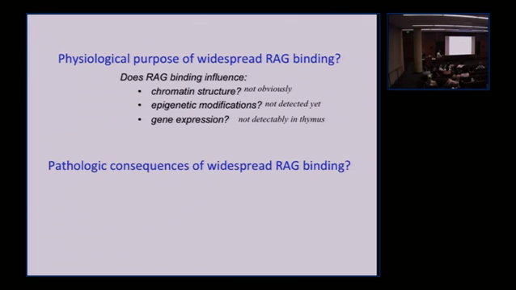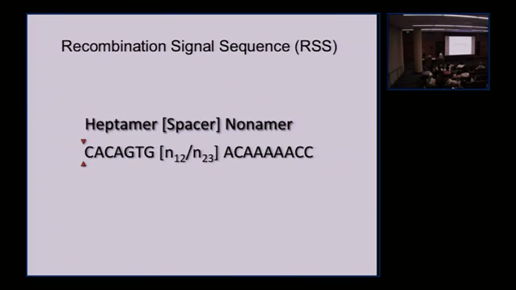So if there's not a physiological function, are there pathological consequences of widespread RAG binding in the genome? Well, you can probably already guess the answer to this, we think, is yes. But let's think about this. Why would we suspect that there might be pathologic consequences? The reason is the following. The recombination signal sequence that RAG1 and RAG2 bind looks like this. This is the consensus recombination signal.